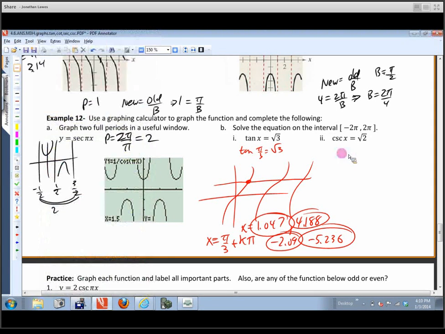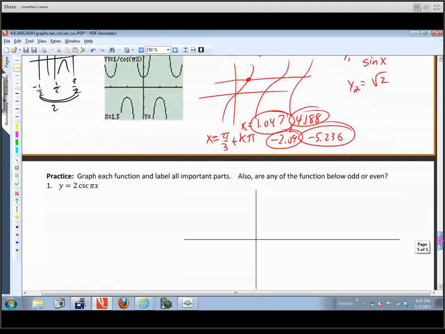This one would be done the same way. In y1, you're going to put 1 over the sine of x, and in y2, you're going to write in the square root of 2. And I think that one's a little bit easier to do, finding those answers. So there are 4 answers to that one. There may be 3 or 4. You could take a look and figure that one out.